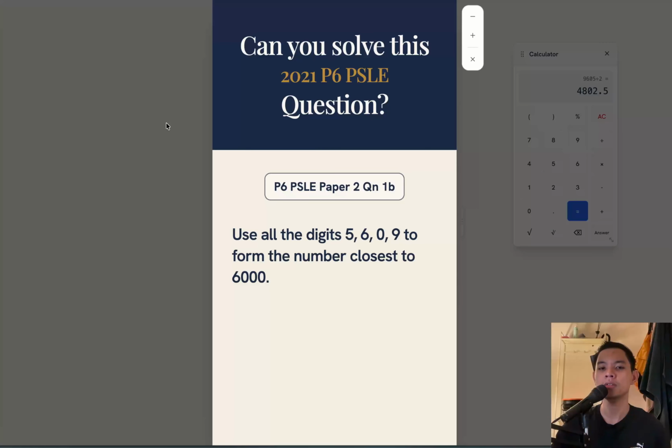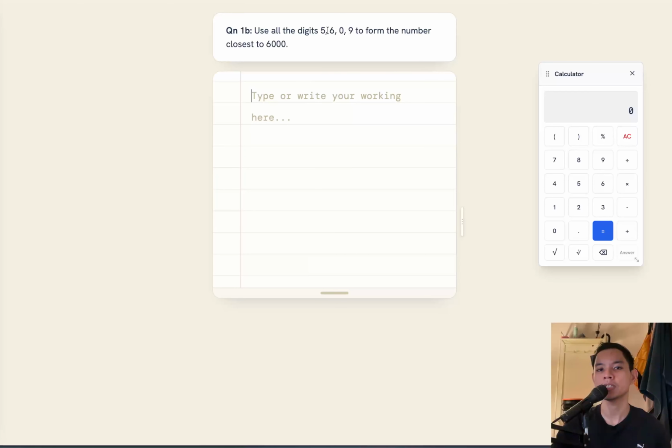Question 1, Part B. Use all the digits to form the number closest to 6,000. So the number closest to 6,000 would be pretty close. It will be 5999. So the closest number to 6,000 is 5999. Yep. So with that said, we can start off. This will give us a hint on what to start with first.